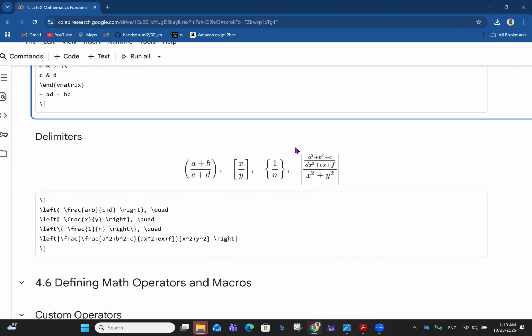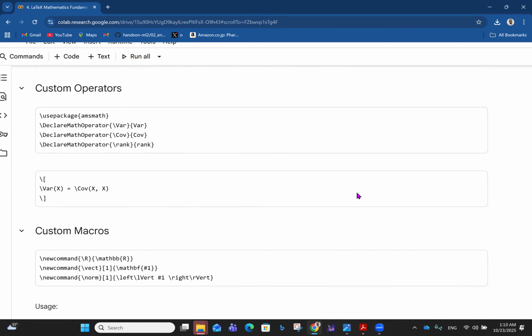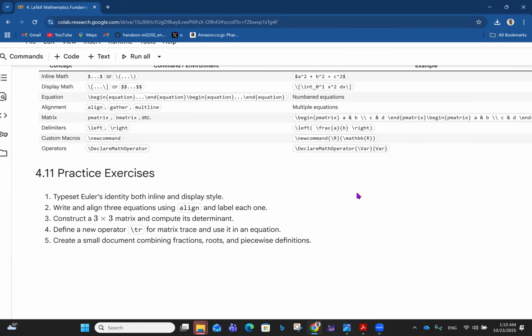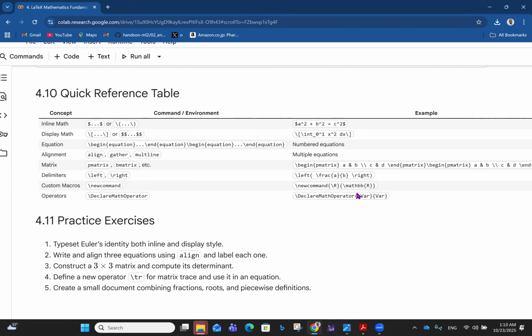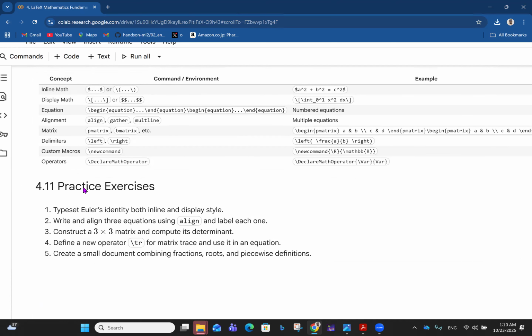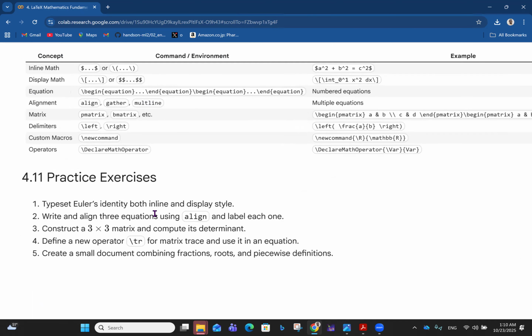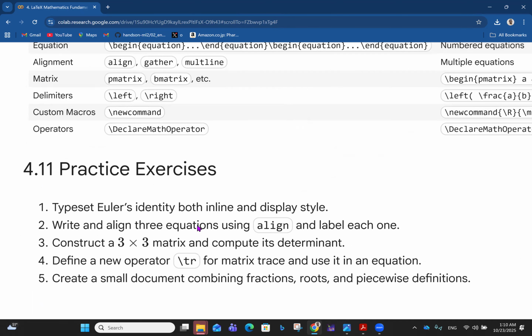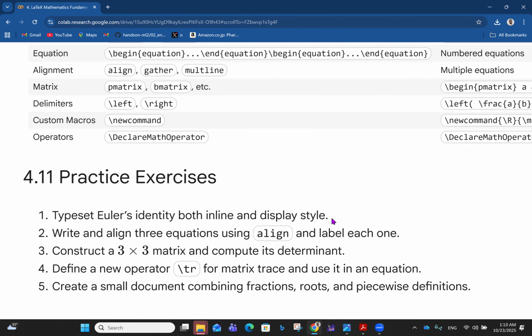Okay. So even this vertical thing is a delimiter that works pretty good here. So yeah, these are some examples. Then you can also have some custom macros and operators. Some practical exercises: you can type Euler's identity, both inline and display style, write and align three equations using align and label each one, construct a 3x3 matrix and compute its determinant. All right, so you can go step by step.